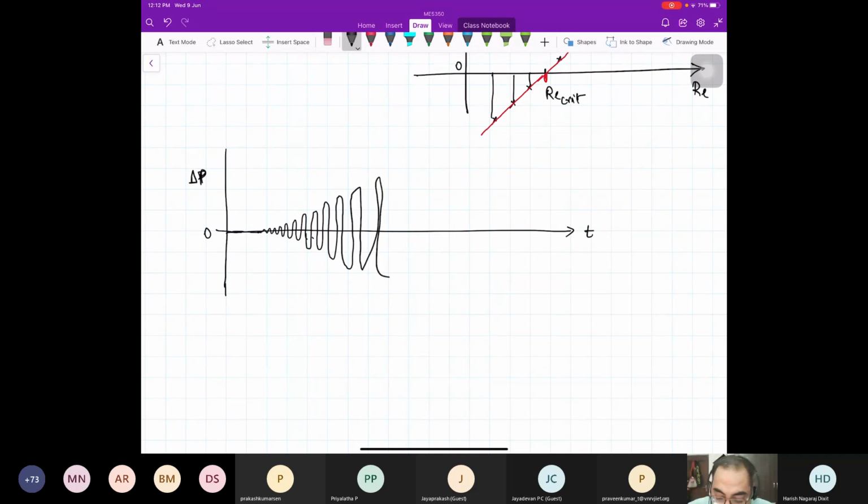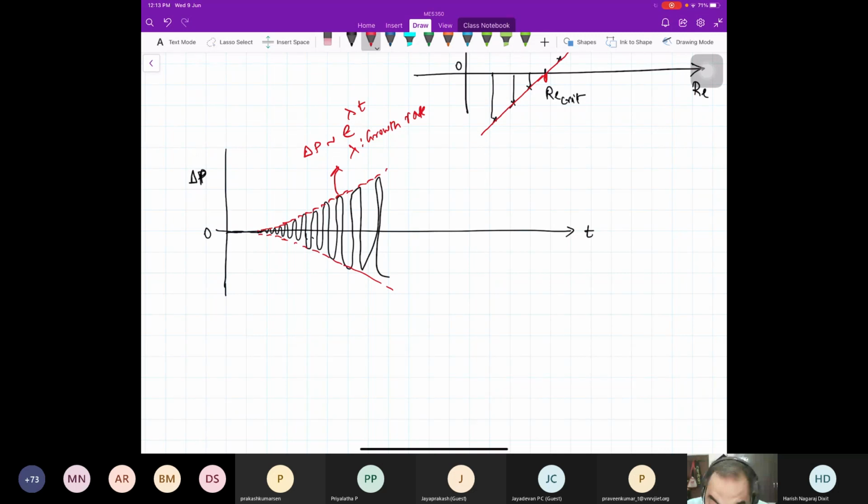Okay, my curve unfortunately became bad, but it does not matter. Now you see, I can put an envelope around it. This envelope, this is pressure fluctuations, will go like exponential of some lambda times t, where lambda is the growth rate. Okay, now remember this is an exponential curve.